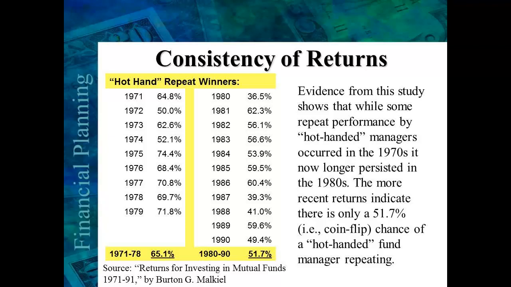Evidence from this study shows that while some repeat performance by hot-handed managers occurred in the 1970s, it no longer persisted in the 1980s. The more recent returns indicate there is only a 51.7% chance, i.e. a coin flip chance, of a hot-handed fund manager repeating.